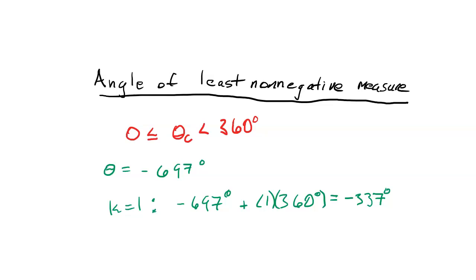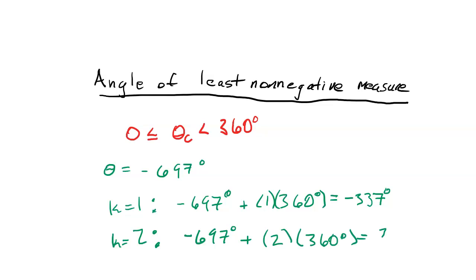This is not within this range. So we know this is not the coterminal angle of least non-negative measure. So we can keep going up. We'll do k equals 2. When we do k equals 2, we have negative 697 degrees plus 2 times 360. And this one equals 23 degrees. So this is within our range of 0 and 360 degrees. And therefore we say theta c, in this case, is equal to 23 degrees.